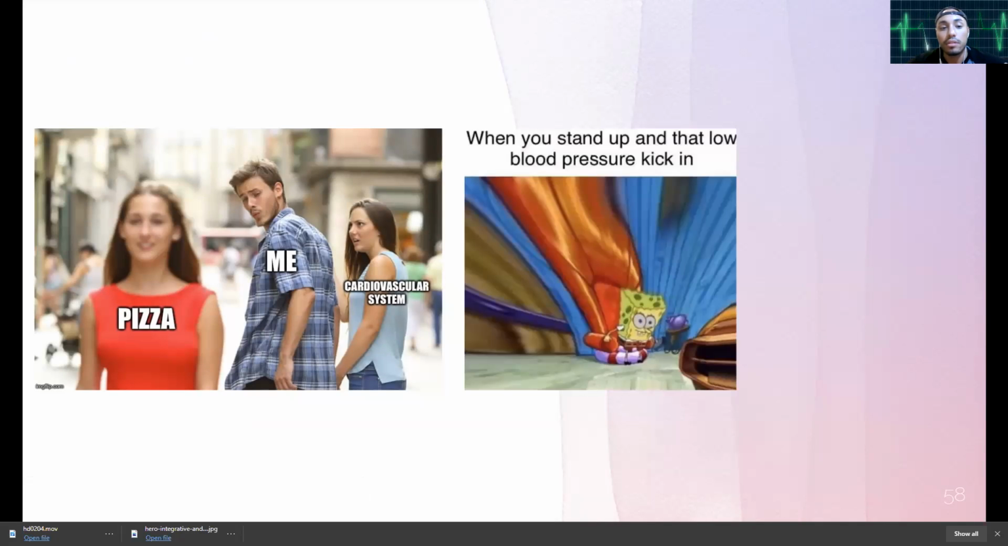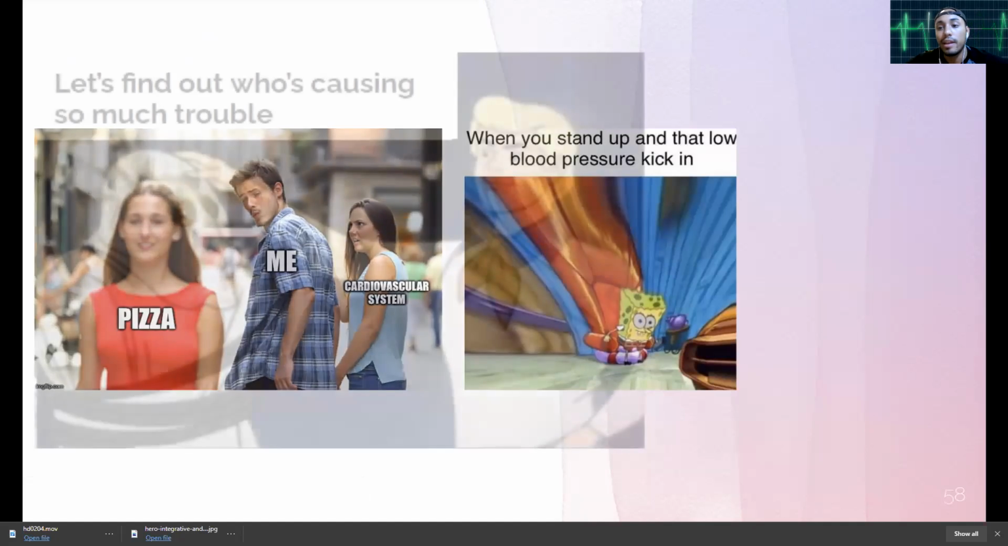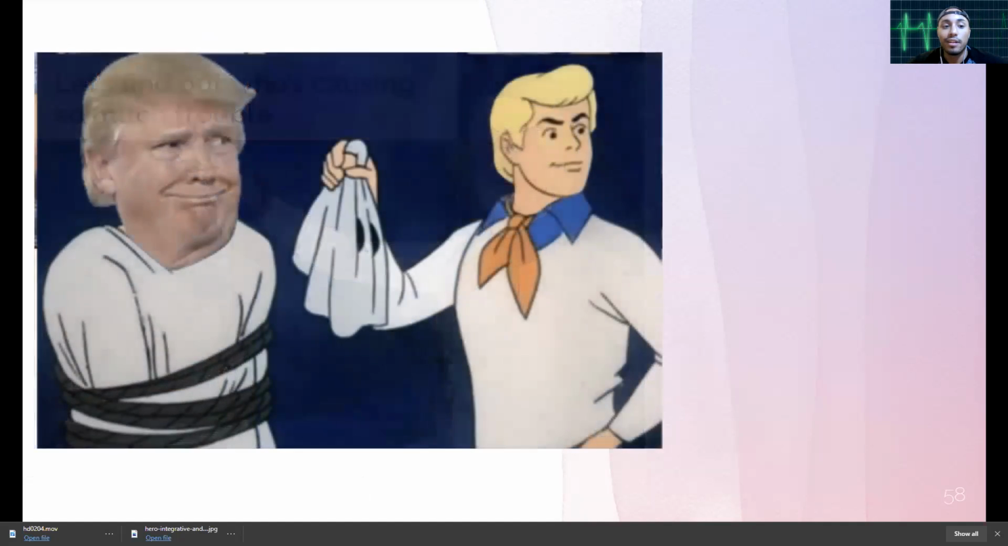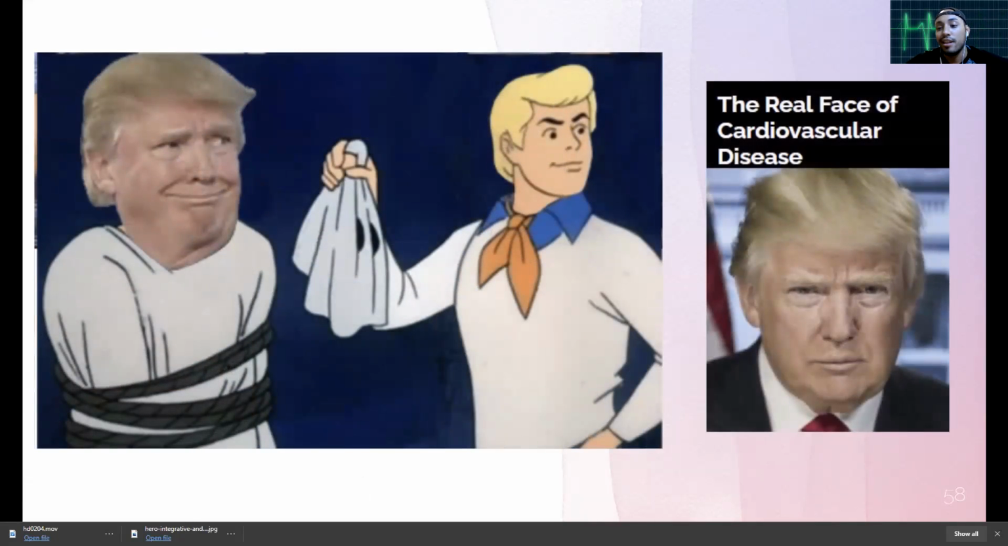So I got one more for you to hopefully brighten up your day. So who's been causing all the trouble lately? Of course. And this is the real face of cardiovascular disease.